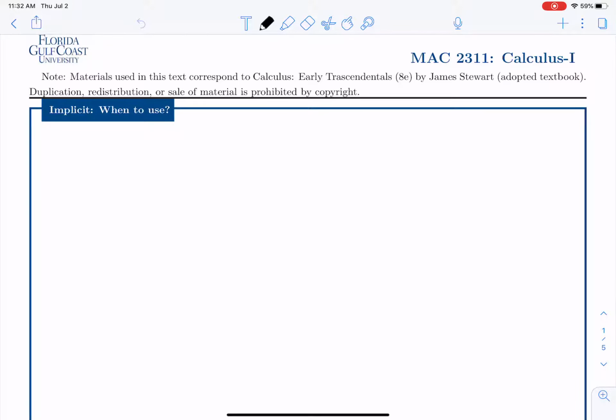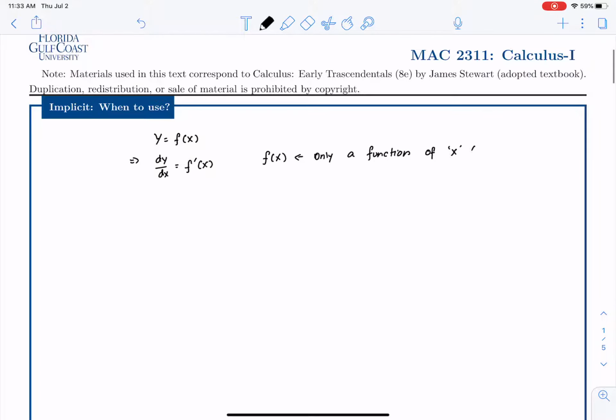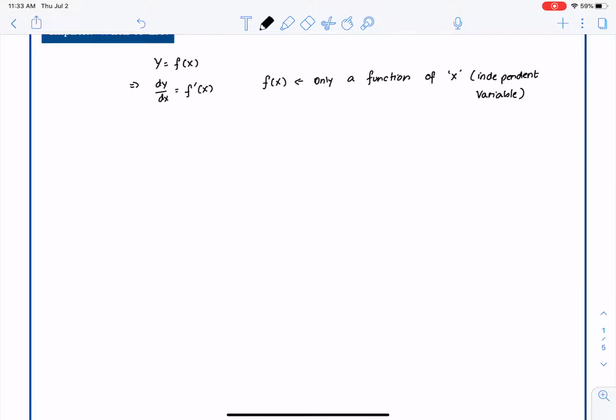So far we've seen derivatives, and if we have y equals a function of x, then the derivative dy over dx is simply f prime of x. And the key thing to note here is f of x is only a function of x, and x is the independent variable. When do we use implicit differentiation?